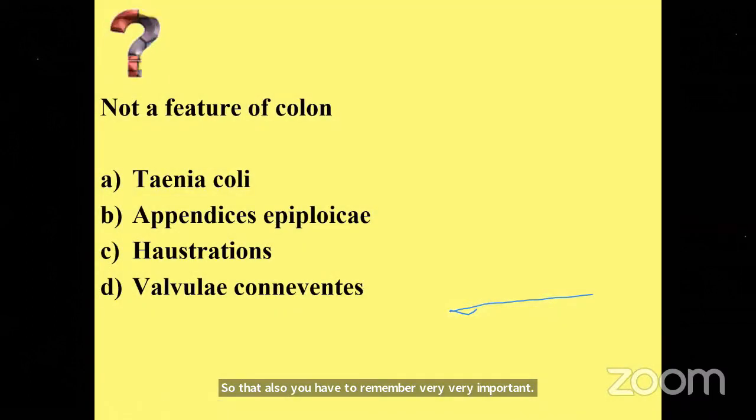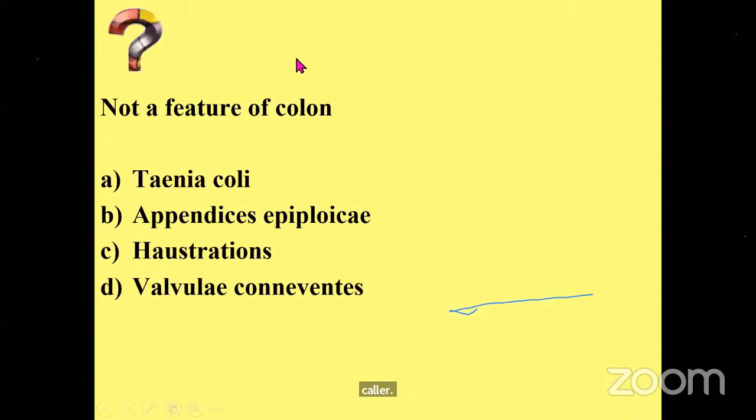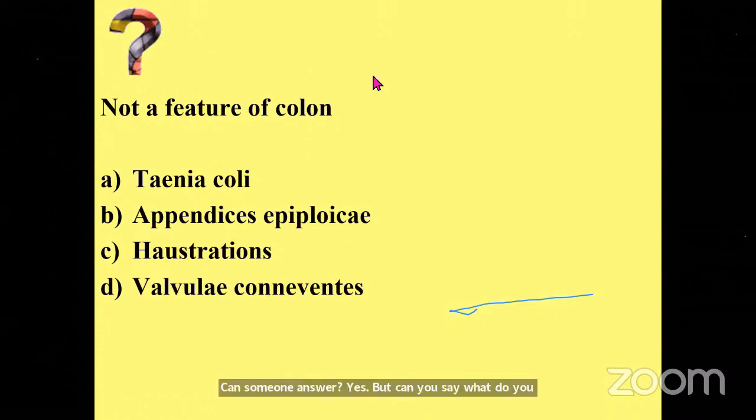Now, we have already discussed which is not a feature of the colon. Tinea coli, appendices epiploicae, sacculations, valvulae conniventes. Can someone answer this? Not a feature. Yes. But can you say what do you mean by valvulae conniventes?